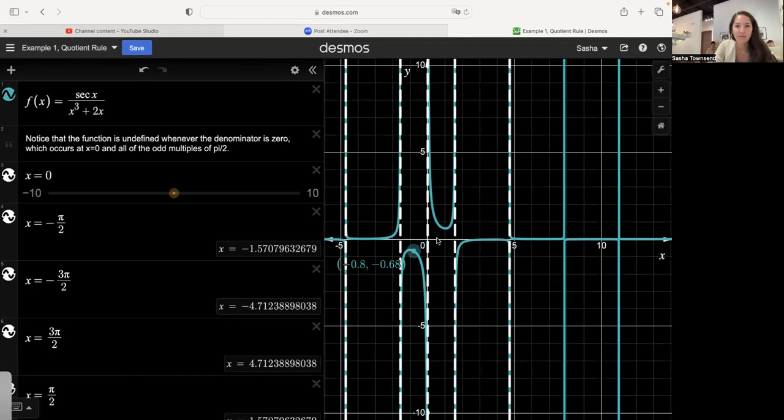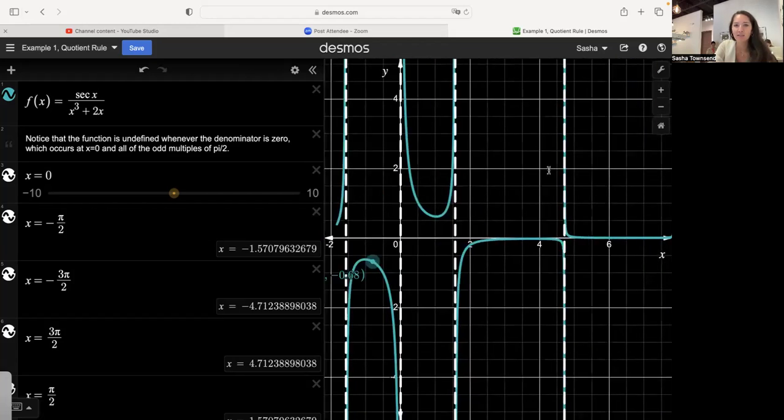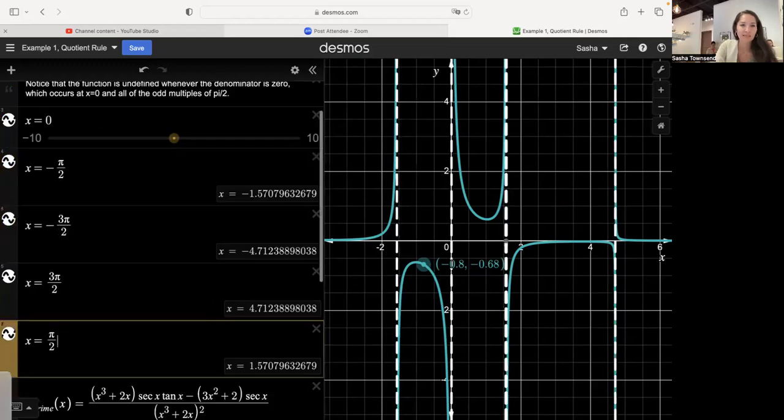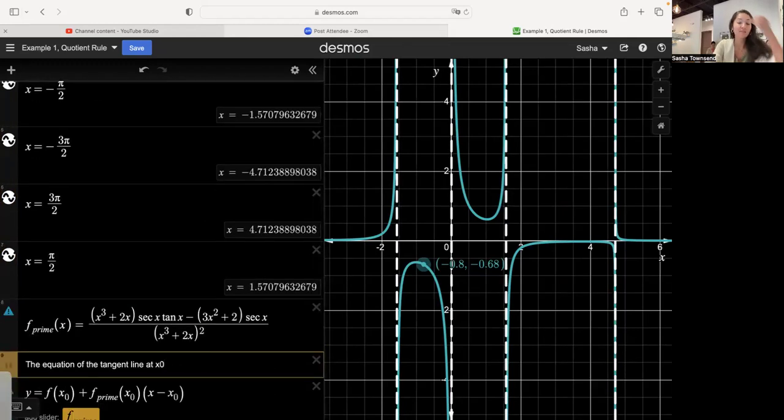And let's say we're going to be between 0 and positive pi over 2, or maybe on this branch from negative pi over 2 to 0. We've got a point of interest there. Just added those asymptotes so that we can have a better sense of what's going on. And this is actually my derivative. This is what we computed by hand on our paper.